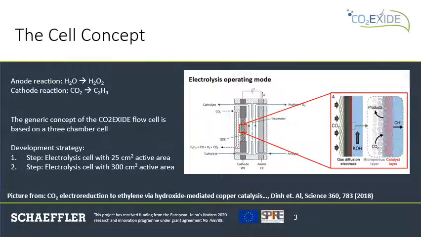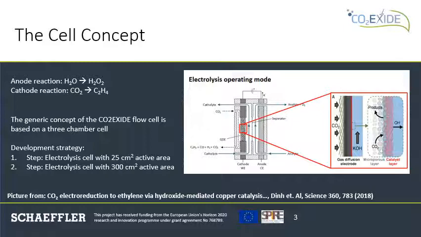The CO2EXIDE electrolyzer cell is developed for the anodic conversion of water to hydrogen peroxide and the cathodic conversion of CO2 to ethylene. The generic cell concept of the CO2EXIDE cell is based on a three-chamber design. On this slide, a picture from Dean et al. is shown to illustrate the three-chamber design. Starting from left to right, it's clearly visible that there is one chamber for the CO2 gas, one chamber for the catholyte, and one chamber for the anolyte.